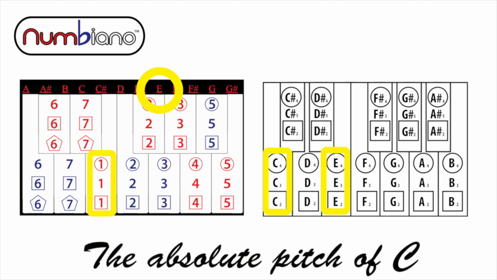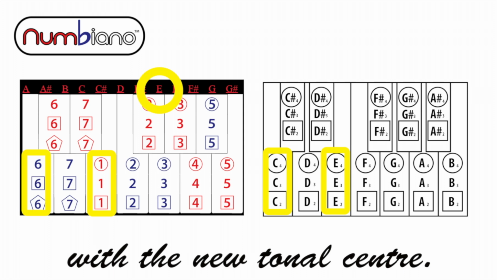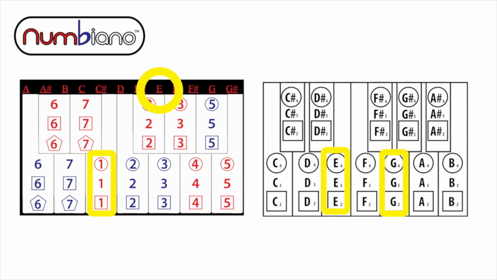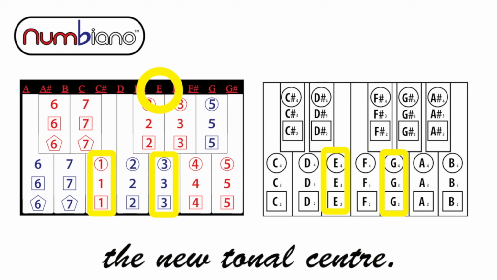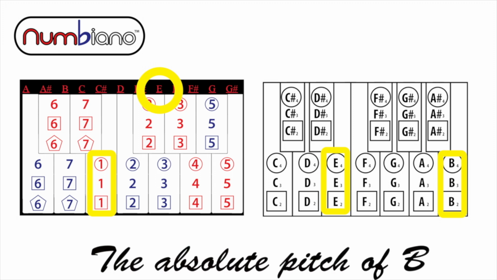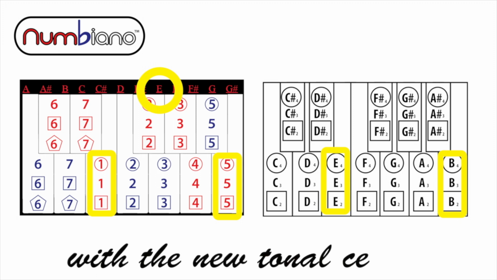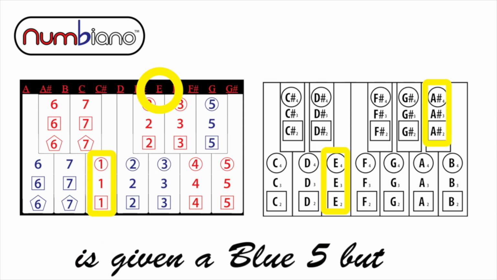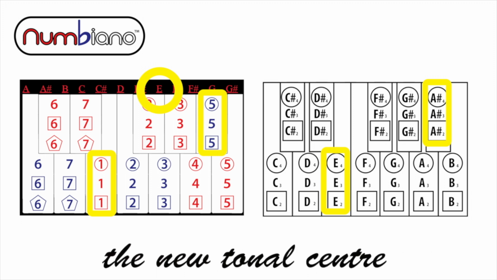The absolute pitch of C now is given the blue 6 button to show that it has a minor 6th relationship with the new tonal centre. The absolute pitch of G is now given a blue 3 button to show that it has a minor 3rd relationship with the new tonal centre. The absolute pitch of B is now given the red 5 button to show that it has a perfect 5th relationship with the new tonal centre. And the absolute pitch of A sharp is given a blue 5 button to show that it's a tritone relationship with the new tonal centre.